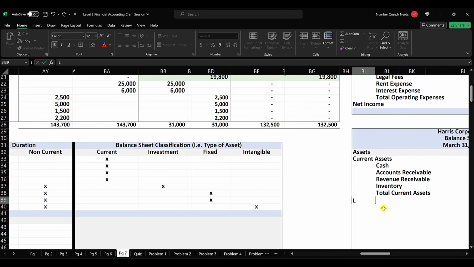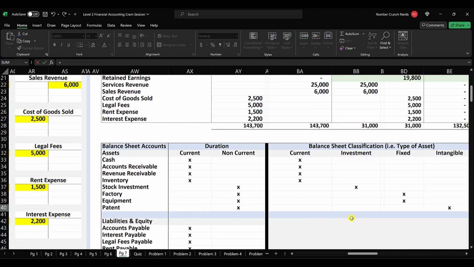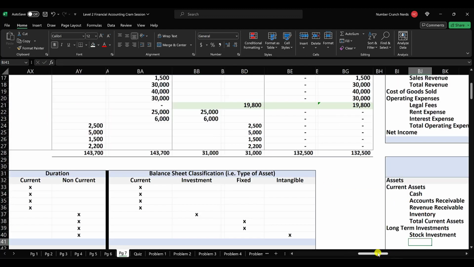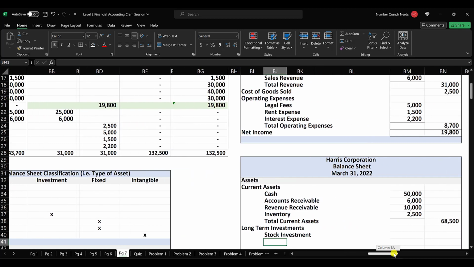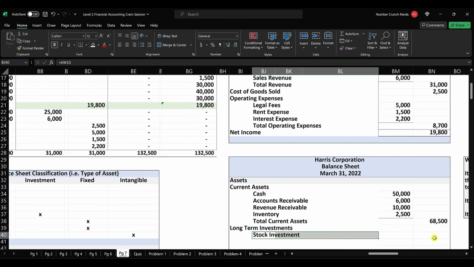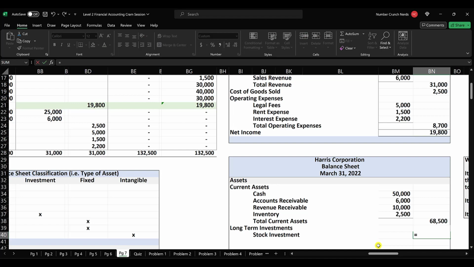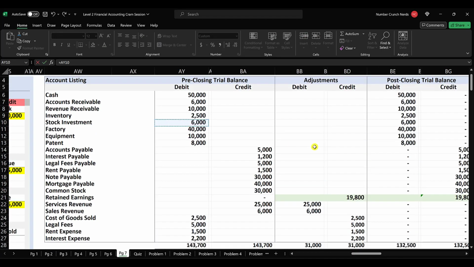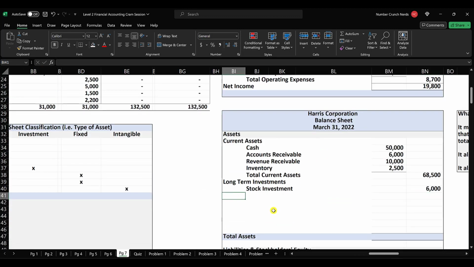Long-term investments. Now, in this case, we only have 1, but I'm still going to put the broad category there. We have stock investment. Okay. And the stock investment value, since there's only 1, I'm not going to do any subtotals. I'm going to put that directly over here in the rightmost column of the balance sheet. I'm going to grab it right from there. Okay. The next category we're going to have is fixed assets.